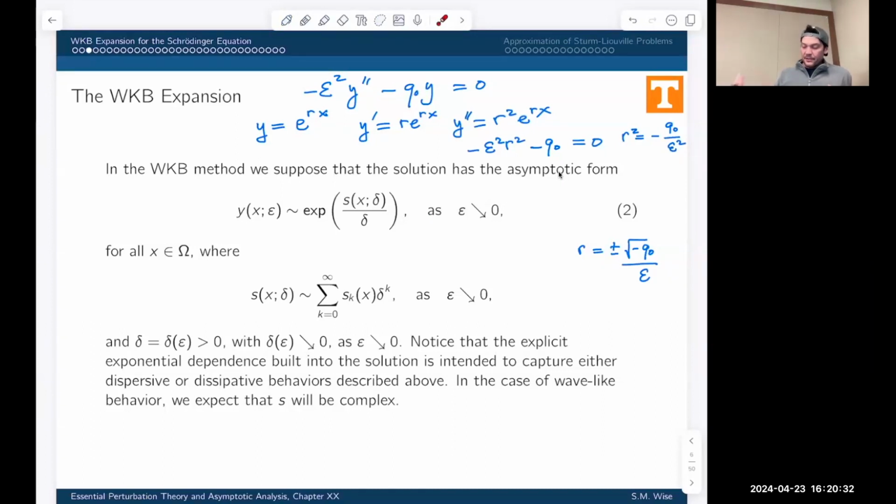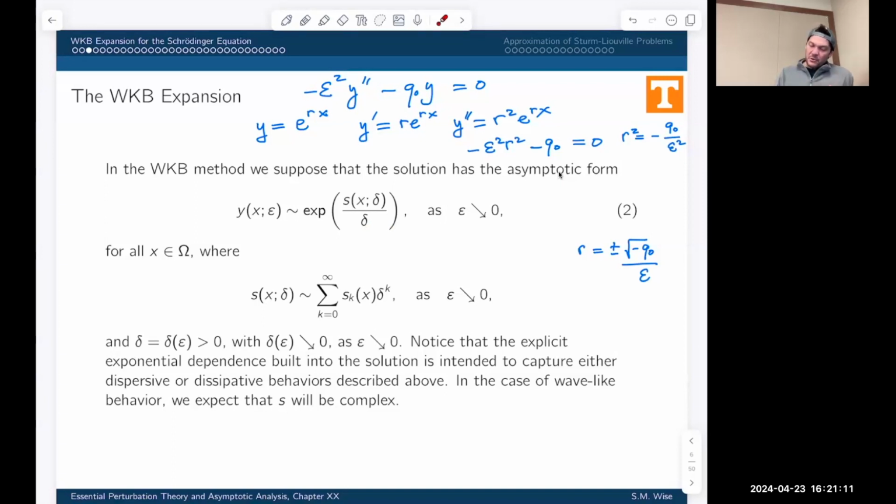In any case, you'll see that where I have a simple constant here, no matter whether it's positive or negative, the solutions are of exponential type. I also find a constant, which is like the square root of Q naught, plus or minus I, divided by epsilon. So this is the right form of the solution.